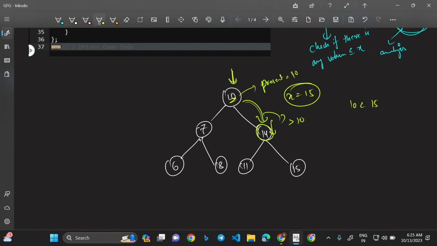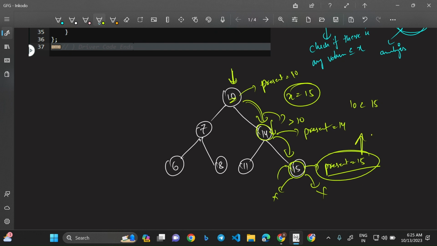Now I'm on 14, I can now assume that my present answer is 14. So far, I can say that 14 is the only answer that I've got. Still it is less than 15, so I'll be going to the right. Now I'll see that 15. Yes, this is the value that I'm looking for. So I'll be taking my present value as 15 and I'll go to the right. There is nothing to the right, so I'll return. There is nothing to the left, so I'll return.